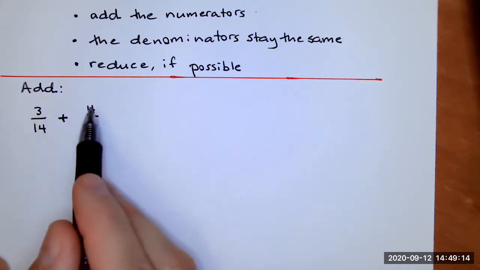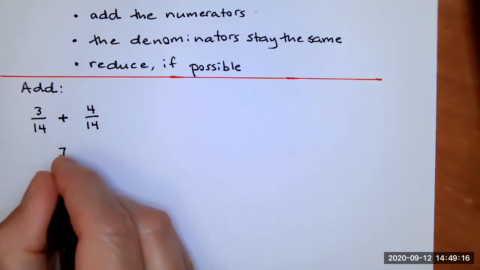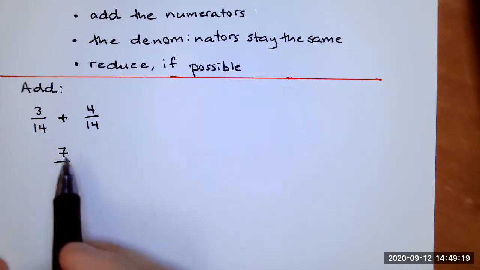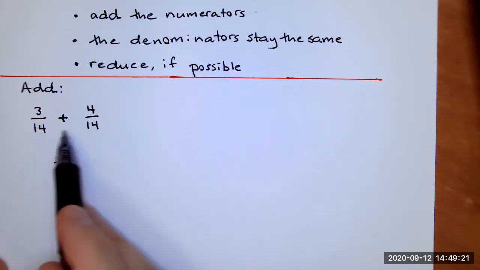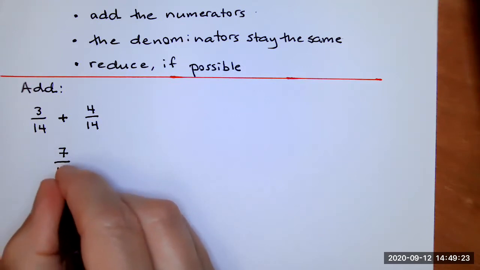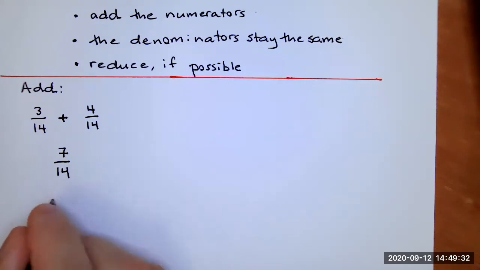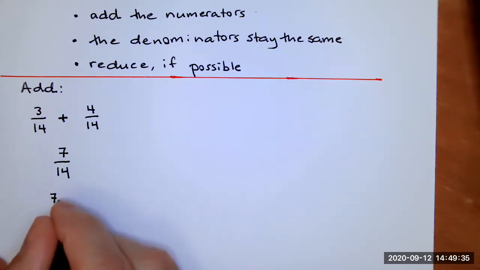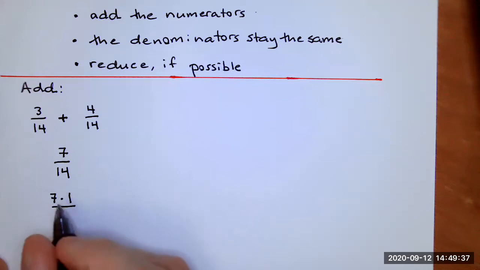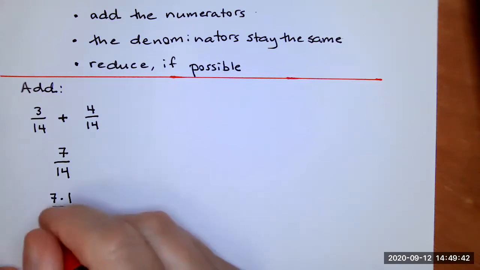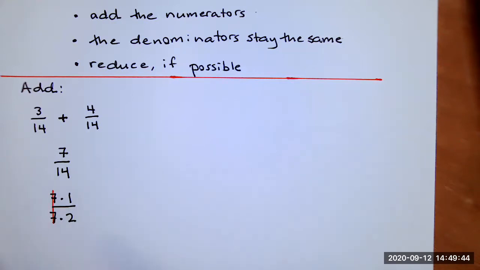So you add 3 and 4, which makes 7. And remember that the denominator stays the same. And then because your answer is a fraction, you always want to see if it can be reduced. So in this case it can. 7 is 7 times 1, and 14 is 7 times 2. 7/7 is equal to 1, so the answer is 1/2.